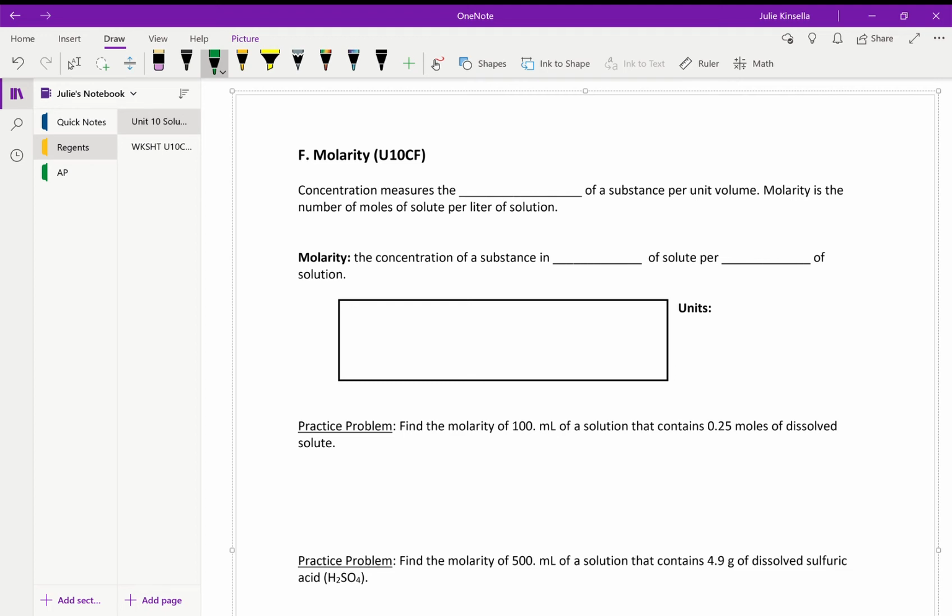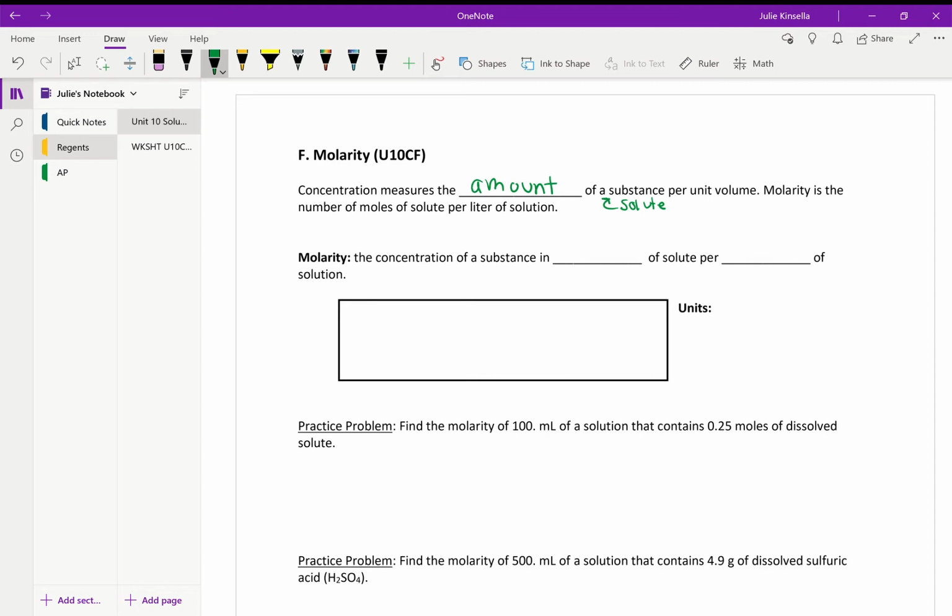Hello, we're going to cover molarity. It's one of the concentration calculations, but it's in addition to the ones we went over yesterday. So yesterday we talked about how concentration measures the amount of a substance, specifically in our case our solute, per unit volume. Molarity is probably the most common, most widely used concentration calculation that we use.